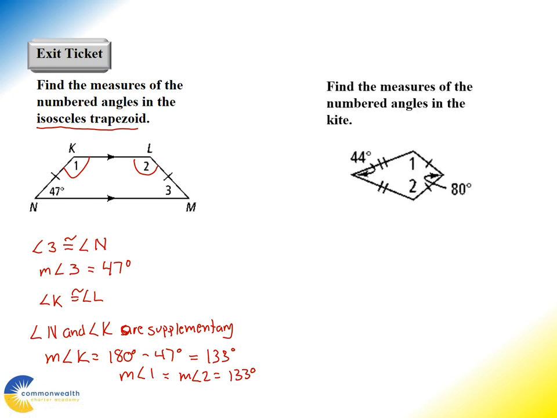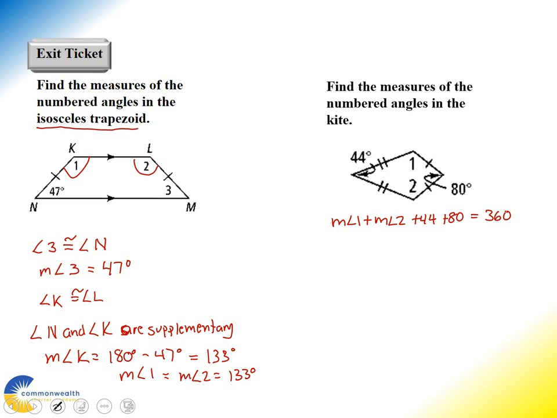For the next one, we have a kite. And going back to the example we had just done prior to this exit ticket, in a kite, I do know that I have at least one pair of congruent opposite angles. And I can clearly see that the two opposite angles I'm given are not them. So I would say I have the measurement of angle 1 plus the measurement of angle 2 plus 44 plus 80 equaling 360 degrees.